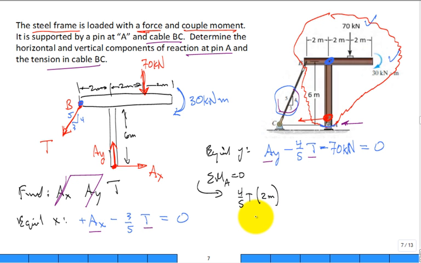True? Now, this is point A right there, and I'm going to pick a particular direction, meaning that this direction is positive. The counterclockwise direction is positive for my moment. Would this be a plus or a minus in front of the 4/5 T? A plus. And you thought you didn't learn anything all this semester so far. Of course you learned a lot.